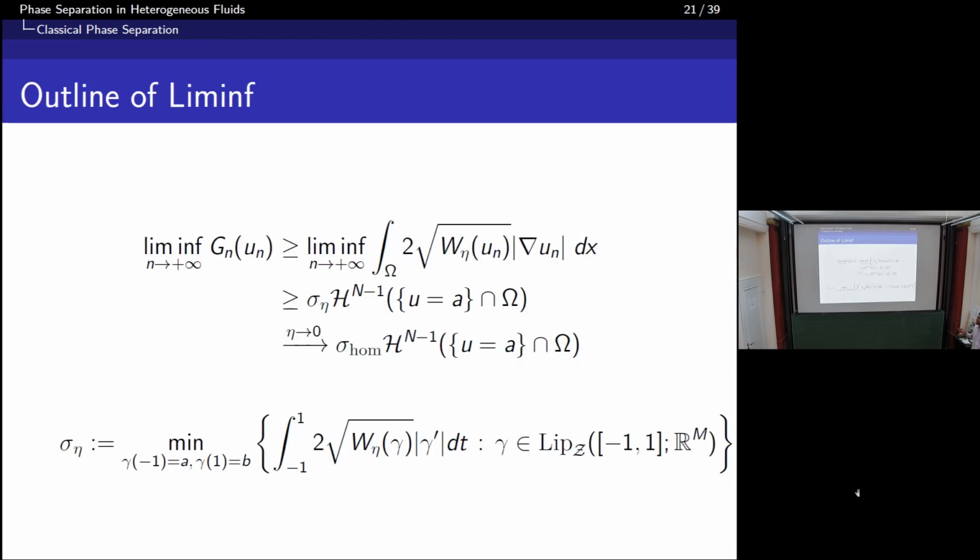So then you have that un converges strongly to u, which is a BV function, only living in A and B. Again, Fonseca-Tartar tells you that this is sigma eta times the perimeter, and then you want to let eta go to 0 to get to your sigma hom. Out of all of this, these are the two main things you have to prove and that are non-trivial to prove, I would say.